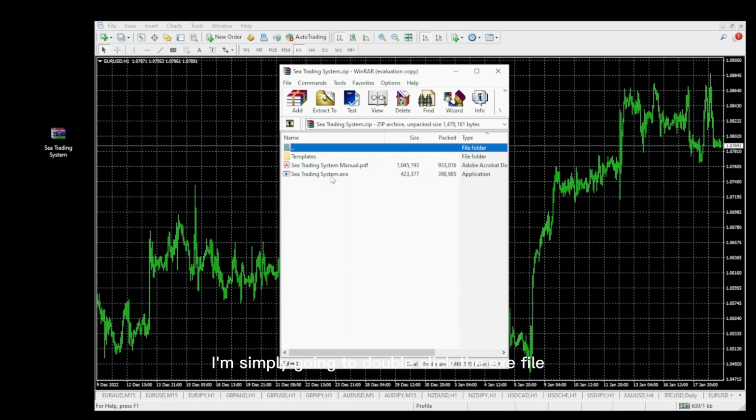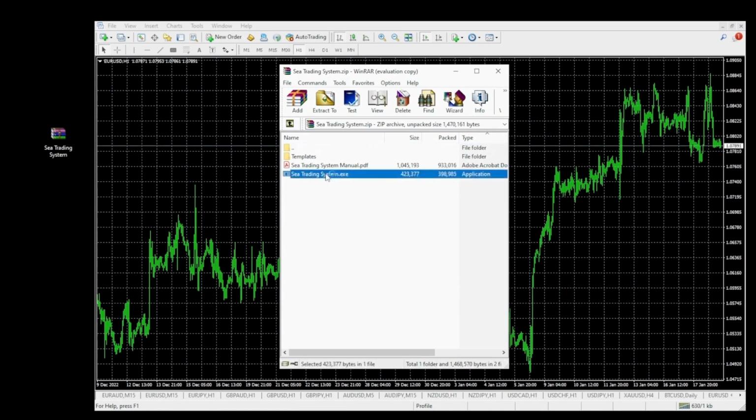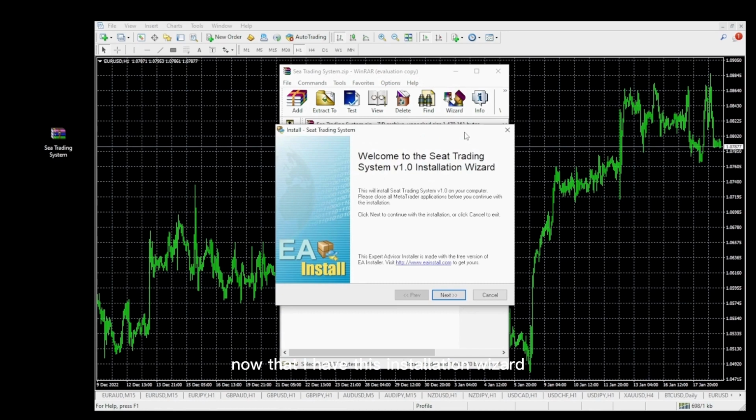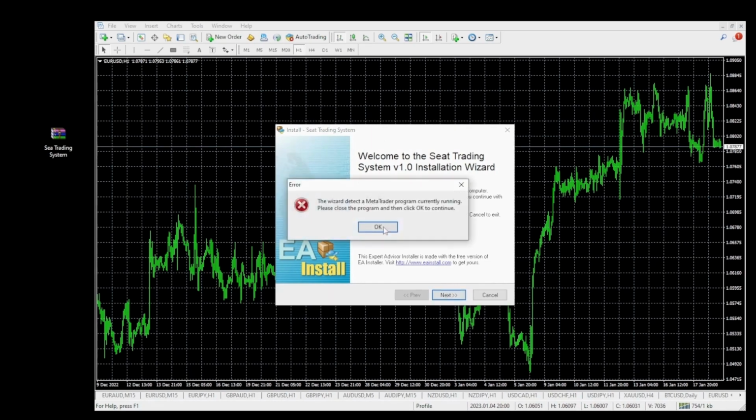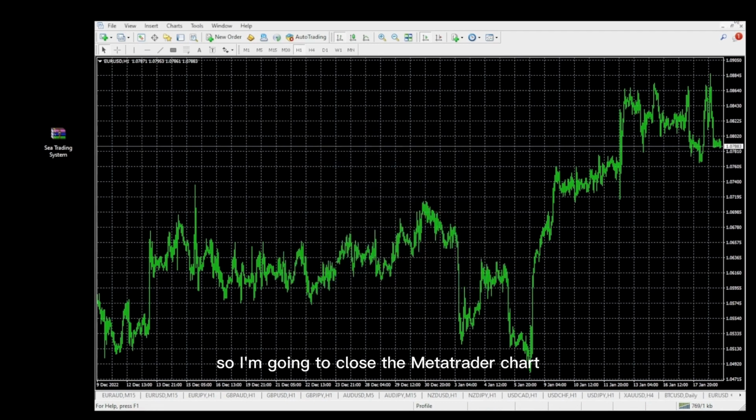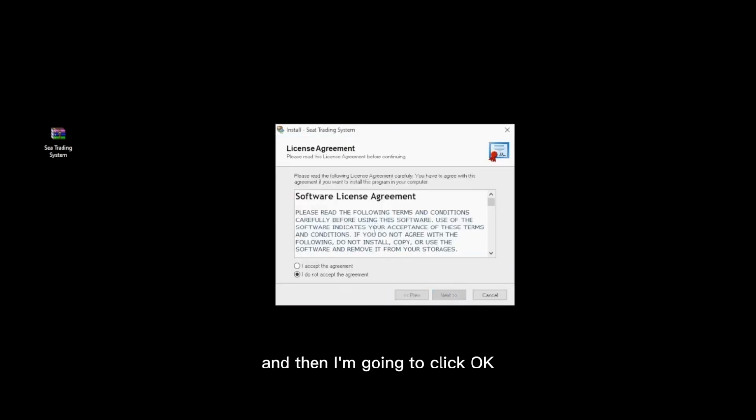And to do that, I'm simply going to double click the exe file. Now that I have this installation wizard, I don't need the zip file anymore, so I'll just X that. And from here, I'm going to click next. And I get this error message because I have a MetaTrader chart open. So I'm going to close the MetaTrader chart. And then I'm going to click OK.